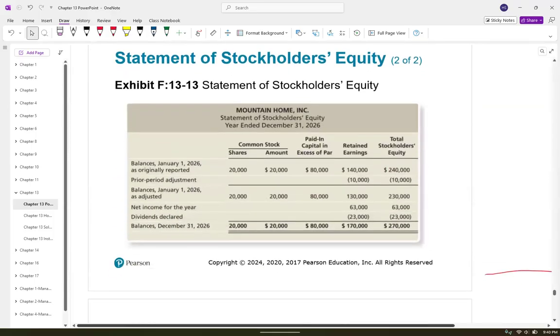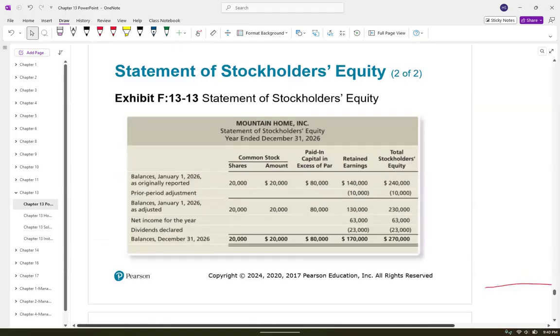Statement of stockholders' equity. This gives us a nice breakdown of everything that has affected the stockholders' equity section. You can see here common stock had 20,000 shares at the beginning, and that didn't change. And paid-in capital in excess of par stayed the same. But here you can see the change in retained earnings. That prior period adjustment is right there, and they have the net income, and then the dividends, and then here is our total. This gives us a nice summary of everything that happened during the period. And that is all for chapter 13.